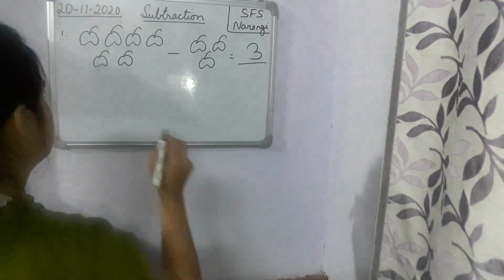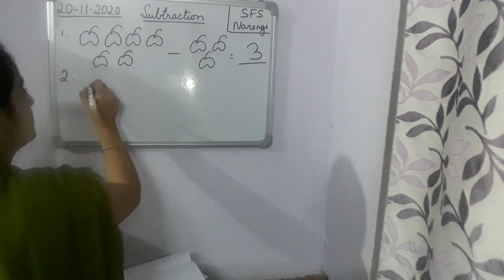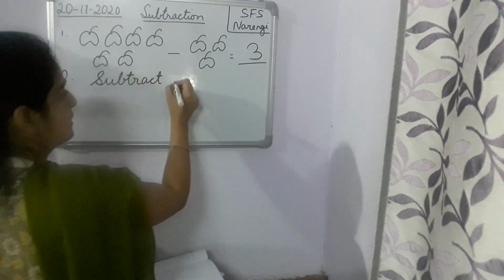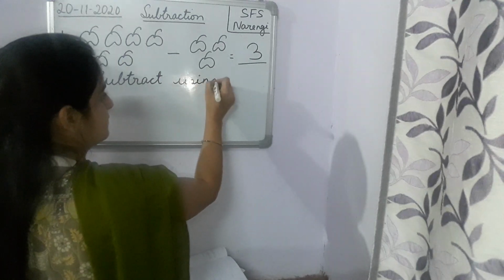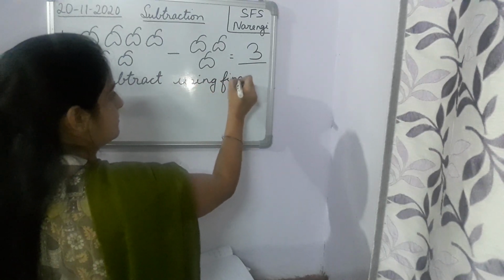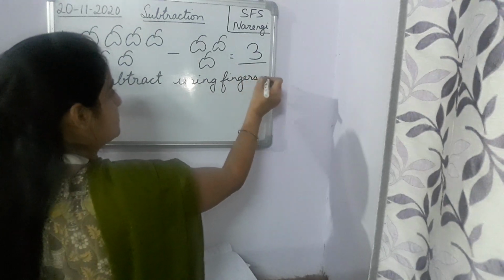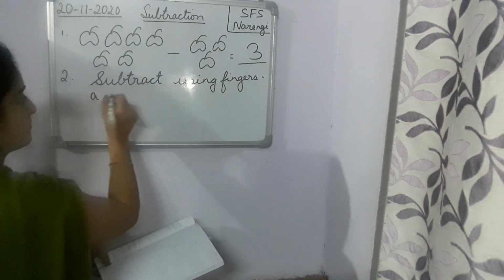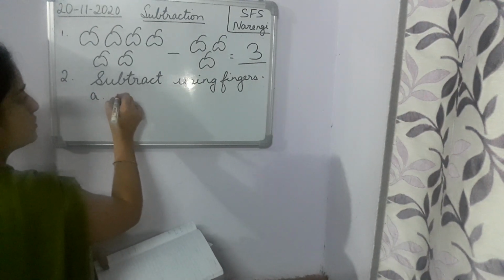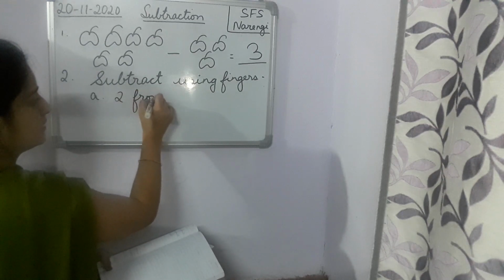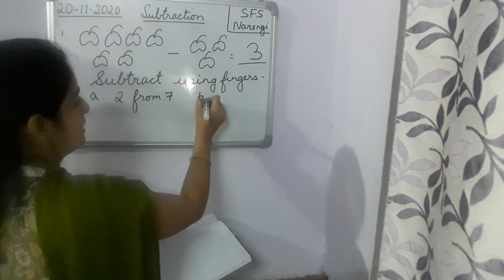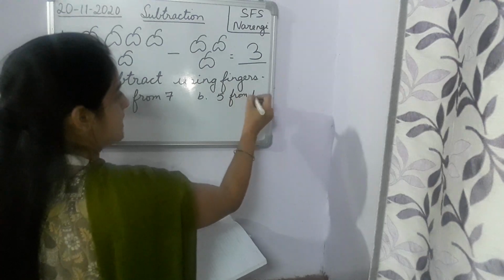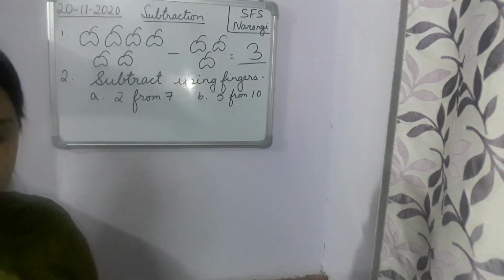Next, number 2. Subtract using fingers. Subtract using fingers. So let's do it. Subtract 2 from 7 and the second one, 5 from 10. Okay. So let's do it.